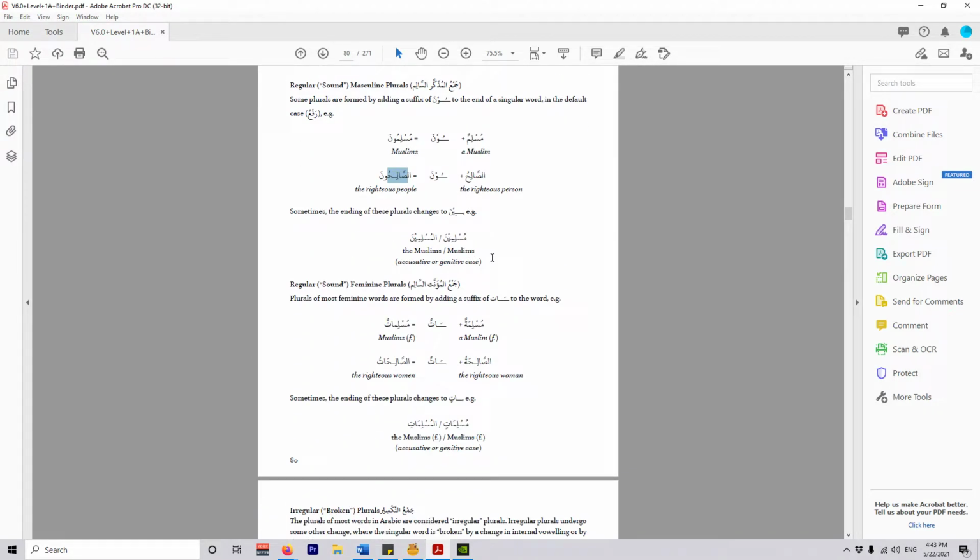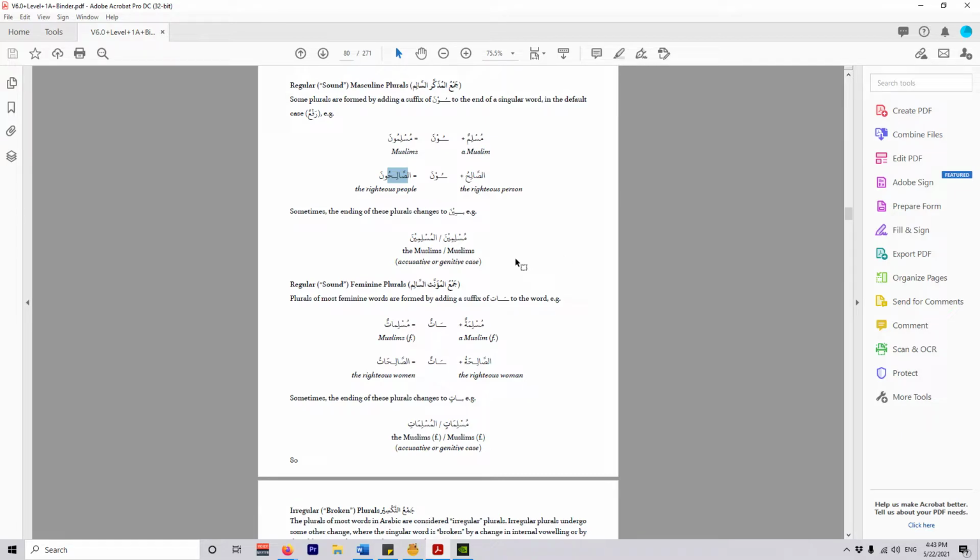And in the same manner that we have ani becomes aini when it becomes majroor or maftuh, when we have a sound plural that is a masculine one here, which becomes majroor or maftuh, accusative or genitive, it's going to be ina instead of una. It's going to be ina. And when you make that long e sound at the end, you kind of almost smile. It's muslimina. And that helps to extend that and get the correct sound there.